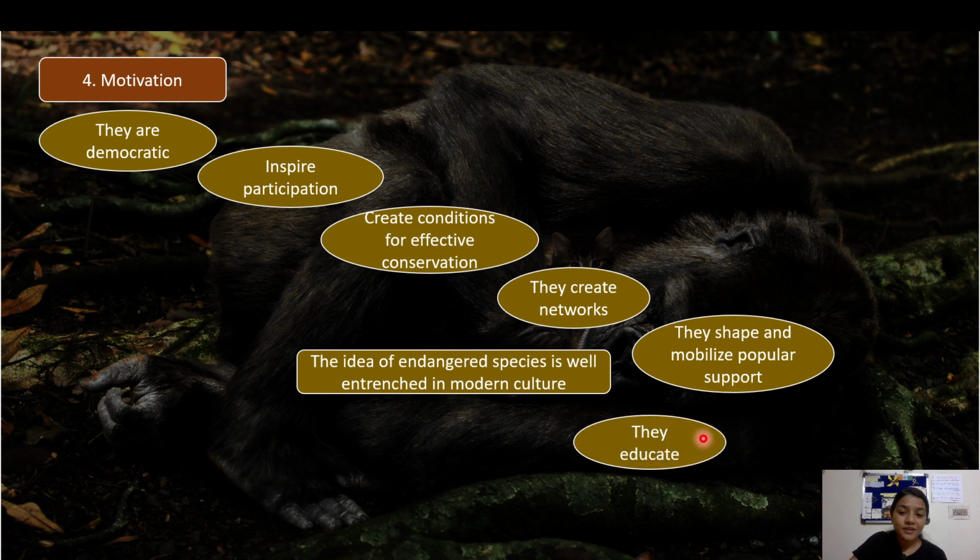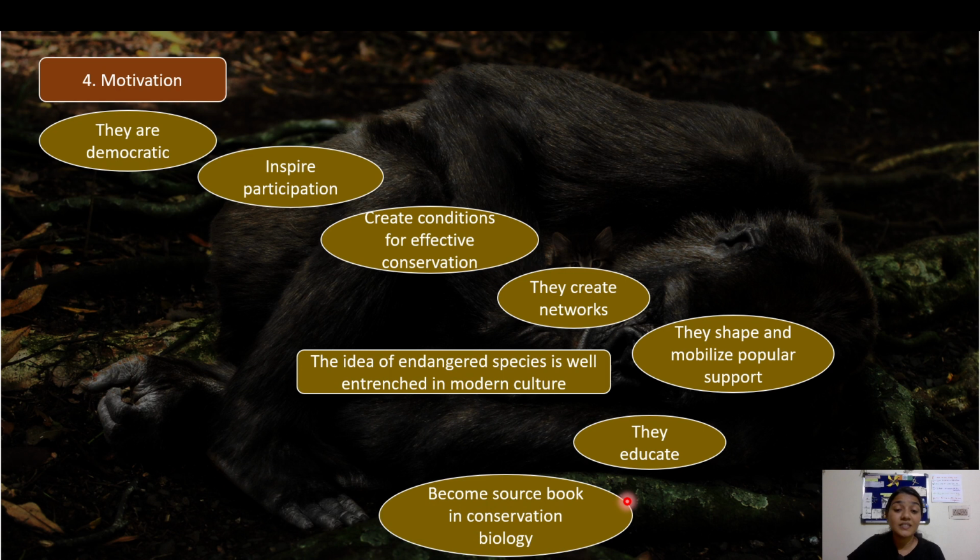They educate. So Red Data Book educates you about the various threatened species that are present in the world and about their conservation. This becomes a source book in conservation biology. For all those who are trying to conserve the species, Red Data Book is a primary source of information.